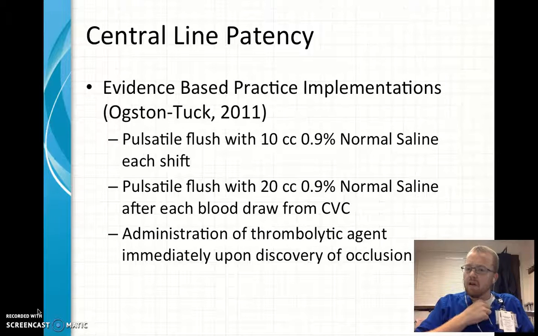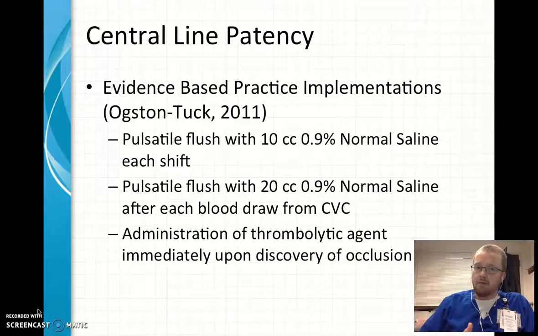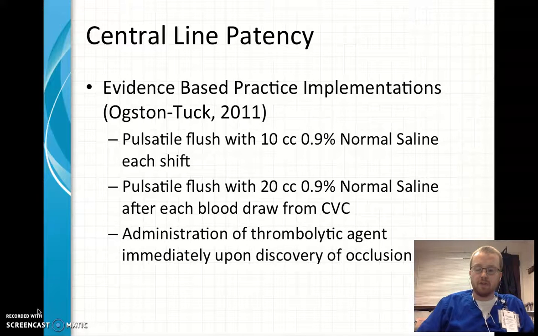And one thing that really interested me was the central line patency. So one of the evidence-based practices that we have at UK is the central lines have to be flushed every shift with at least 10 mLs of normal saline with a pulsatile flush. And then after each blood draw, we have to flush with 20 mLs of normal saline. What this does is just prevents occlusion from occurring.